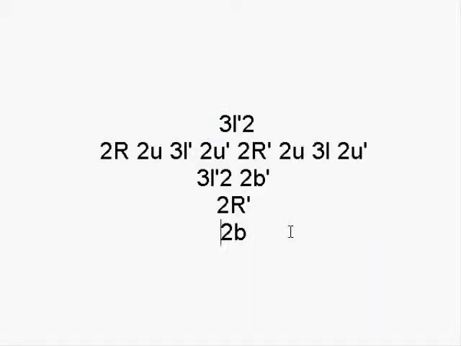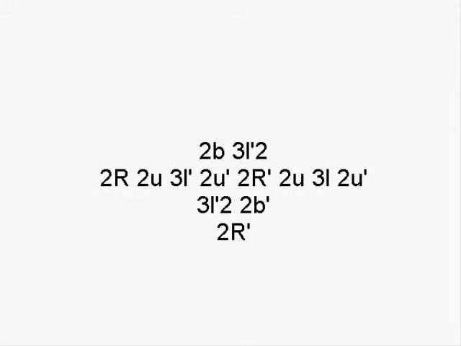So, an equivalent to doing that is, first, adding the setup move 2B prime, and then inverting it at the end with 2B. Because then these 2 moves will cancel.